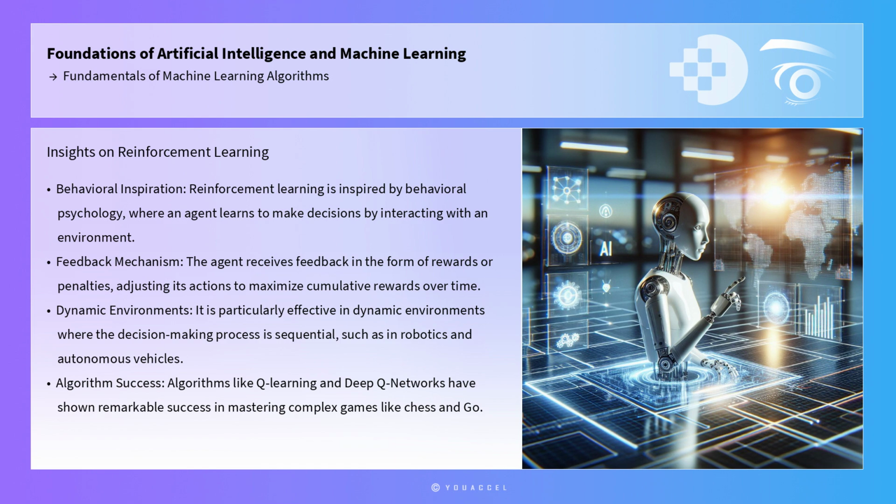Reinforcement learning, the third category of machine learning algorithms, is inspired by behavioral psychology, where an agent learns to make decisions by interacting with an environment. The agent receives feedback in the form of rewards or penalties, adjusting its actions to maximize cumulative rewards over time. Reinforcement learning is particularly effective in dynamic environments where the decision-making process is sequential, such as in robotics and autonomous vehicles. Algorithms like Q-learning and deep Q networks have shown remarkable success in mastering complex games like chess and Go, demonstrating the potential of reinforcement learning in strategic planning and decision-making.